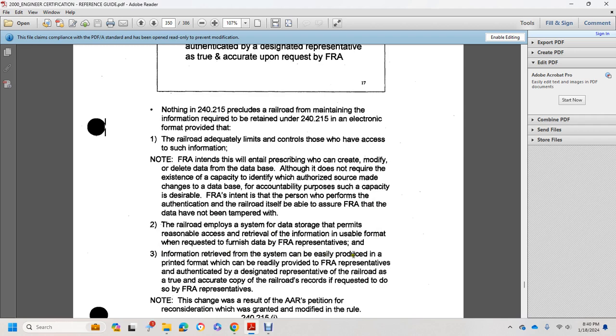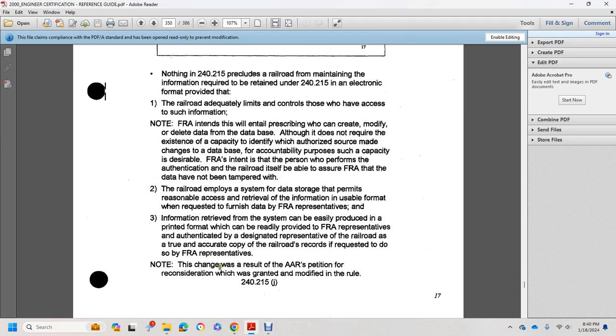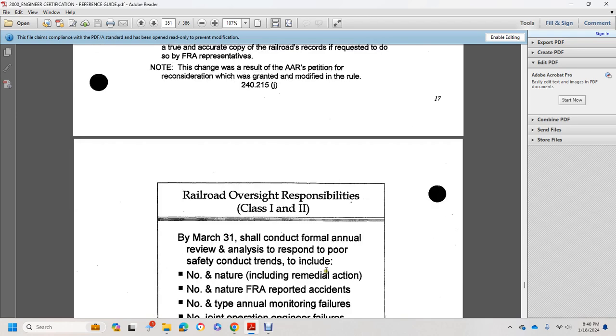Information received from the system could be easily produced in printed format, and could be readily provided to the FRA representative with the authenticated designated representative of the railroad as a true and accurate copy of the railroad record, if requested to do so by the FRA representative. Note the change will result from the petition for reconsideration granted and modified in the rule.